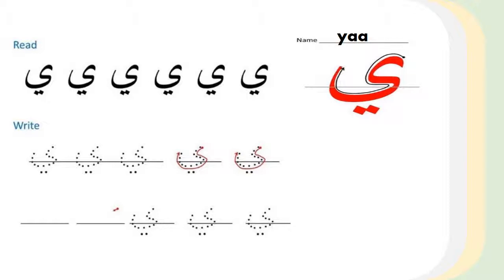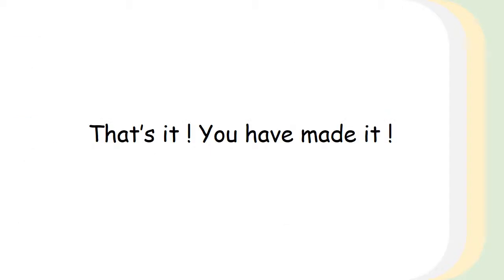Let's move on to the final letter of the alphabet, sitting partly below the line with two dots underneath. Our final letter is called Ya. That's it. You have made it.